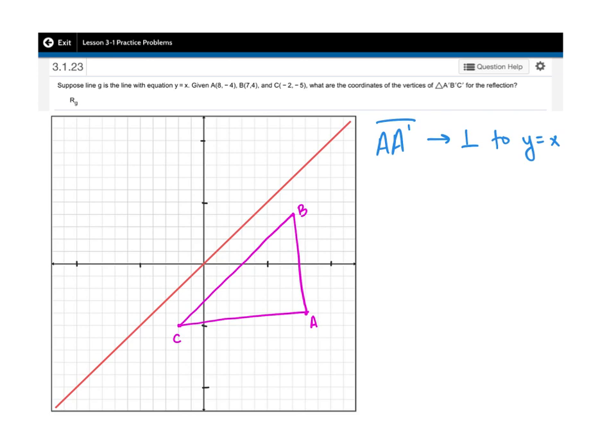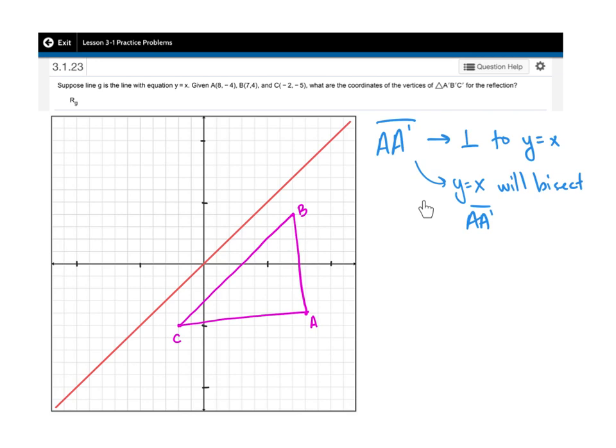and that line y equals x will bisect that segment AA prime. Or in other words, the point where that segment AA prime meets the line y equals x will be the midpoint of this segment AA prime. So let's start with the idea that this segment connecting A to A prime is going to be perpendicular to the line, or sorry, the line y equals x.